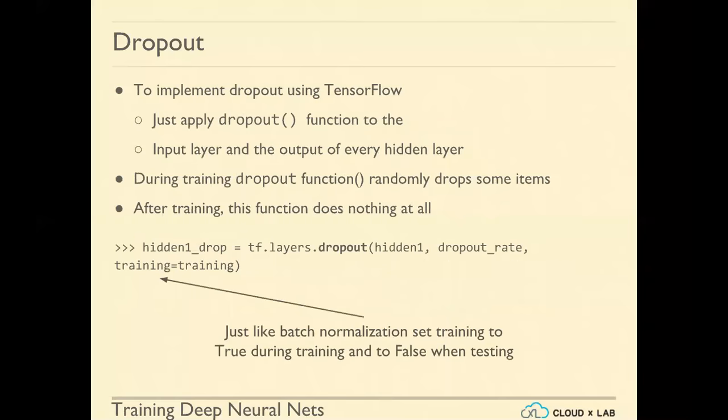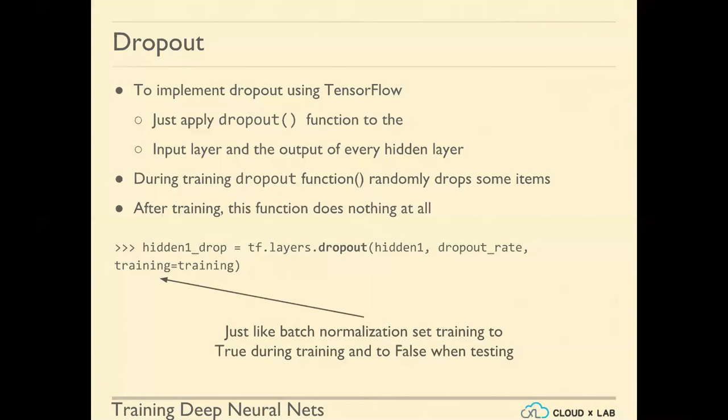So to implement dropout using TensorFlow, just apply the dropout function to the input layer and the output of every hidden layer. Okay. So what we need to do is implement dropout on the input layer as well as on the output of every hidden layer. During training, the dropout function randomly drops some items. After training, this function does nothing at all. Please keep in mind that most of the regularization is for training. We don't add those parts while predicting, while running on the validation.